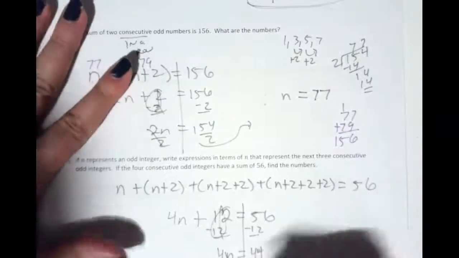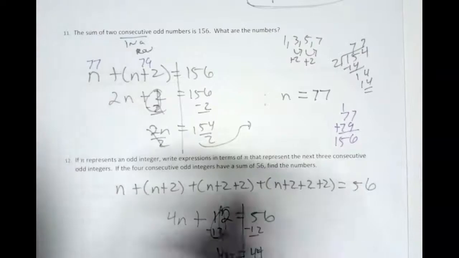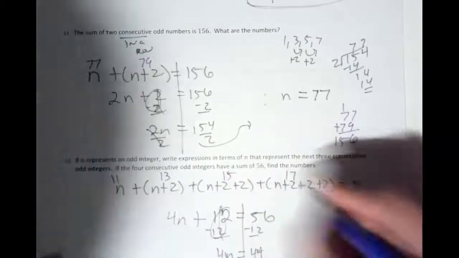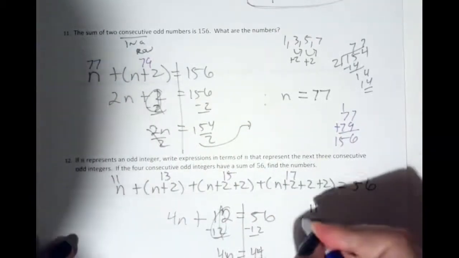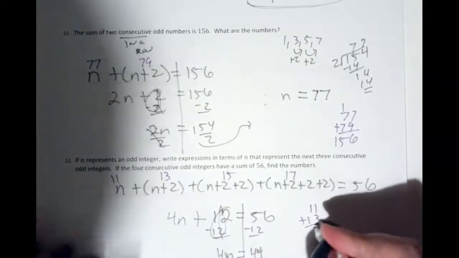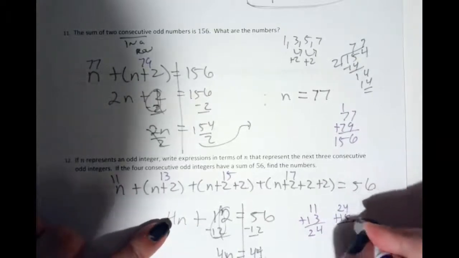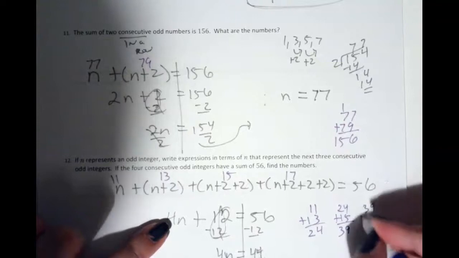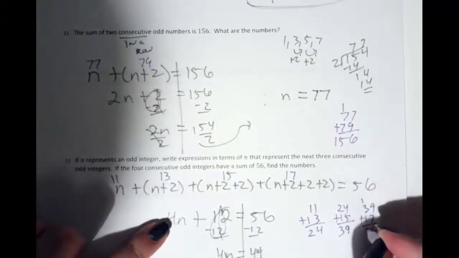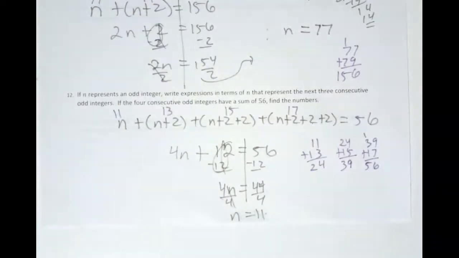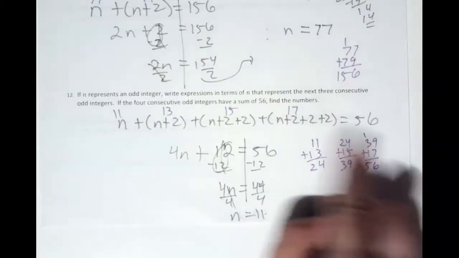So we always want to double check ourselves. Okay, 11 is odd. 11, 13, 15, 17. So let's check that. Make sure that it does give us a sum of 56. Okay, so that looks good. You couldn't even see the end of it. I'll leave it there for just a second. This check step's pretty important.